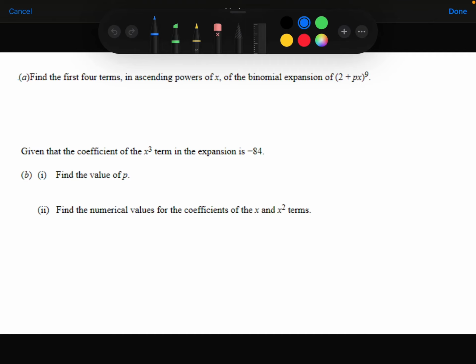Find the first four terms in ascending powers of x of the binomial expansion of (2 + px)^9. So the first term is going to be 9C0, 2 to the power 9, (px) to the power 0. Then 9C1, 2 to the power 8, (px) to the power 1. Then 9C2, 2 to the power 7, (px) to the power 2. And the fourth term, 9C3, 2 to the power 6, (px) to the power 3.